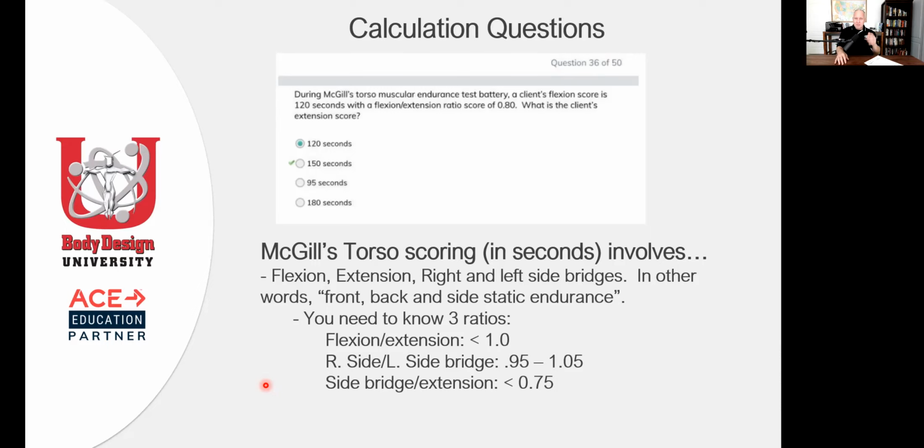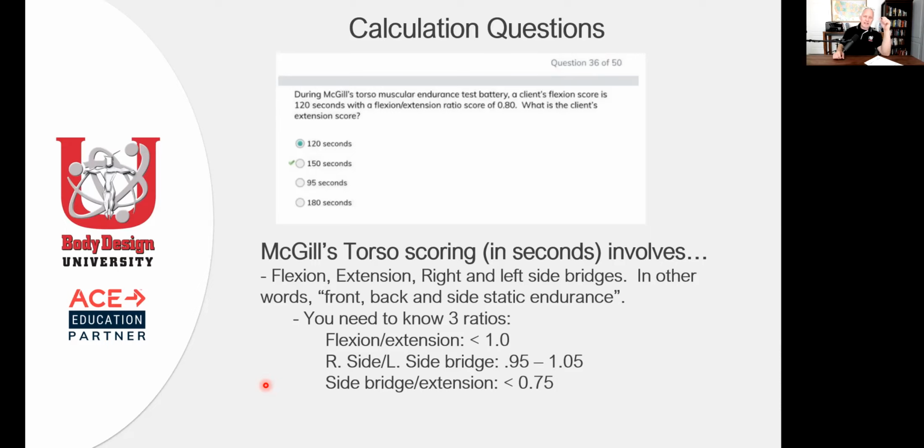And that's why you have this ratio of either 0.95 up to 1.05. In other words, there can be a 0.05 difference in the endurance capability. So in other words, you do a plank on your left side and it takes 80 seconds before you fatigue out. And then you go to the right side and it's 83 seconds. Well, that's acceptable, right? Because 80 seconds divided by 83 seconds keeps you well within this parameter, right? And then there's the side to the back.